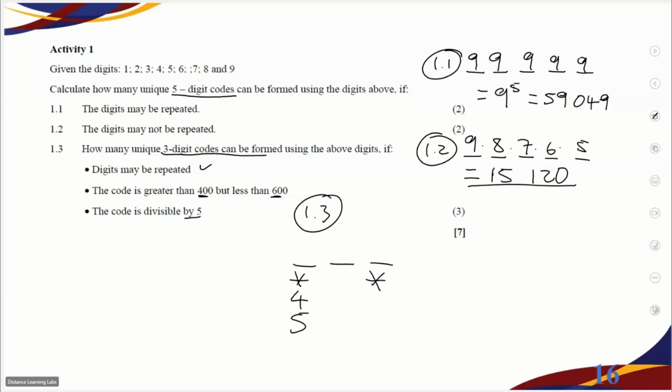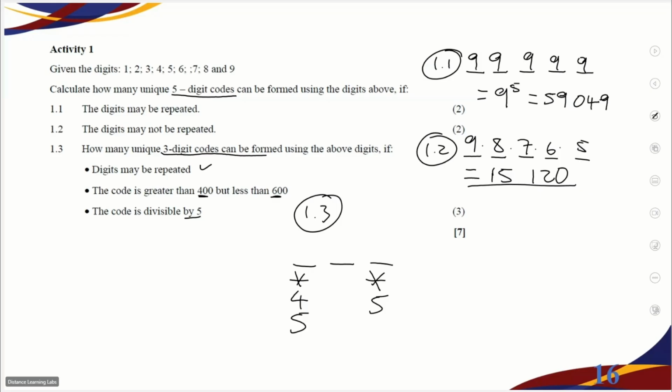Last position is restricted by the third bullet, a code that is divisible by 5. We said a code that is divisible by 5 must end with 0 or 5. But looking at the digits that are given to us, we don't have 0 there, meaning it must only end with 5.